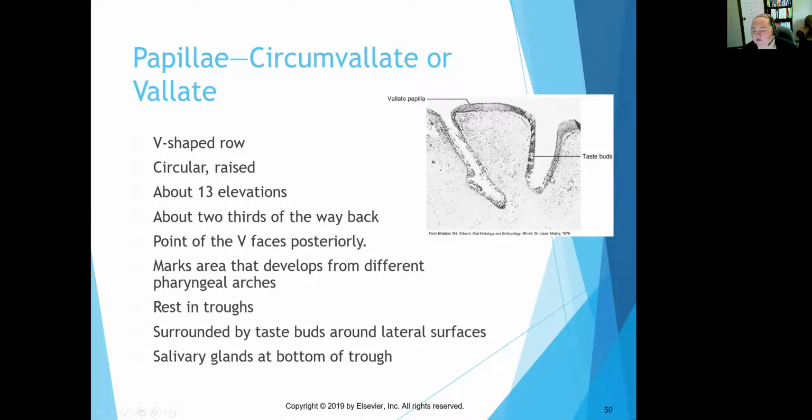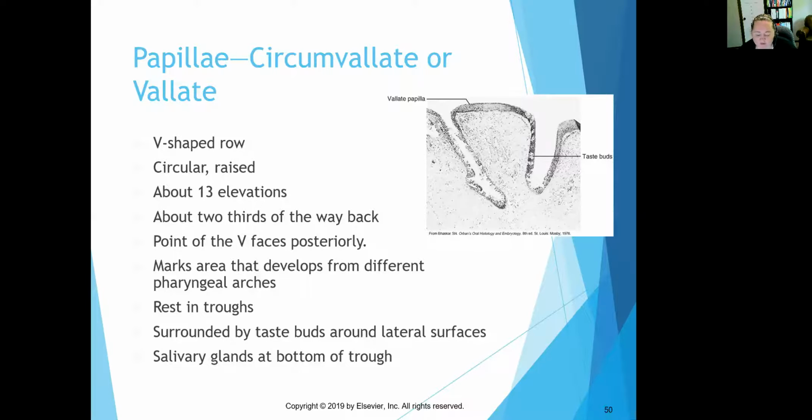So here's our troughs, and that's where our taste buds are found. These are surrounded by taste buds around the lateral surfaces and salivary glands at the bottom of the trough. So here's our taste buds and then our salivary glands. Those would be minor salivary glands.